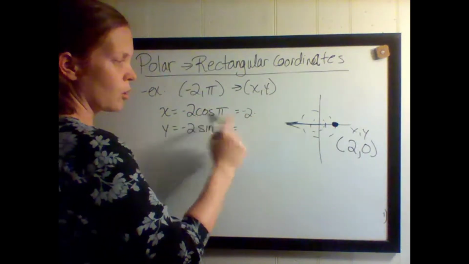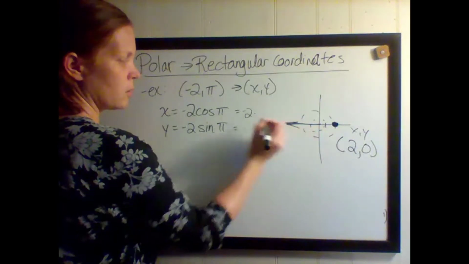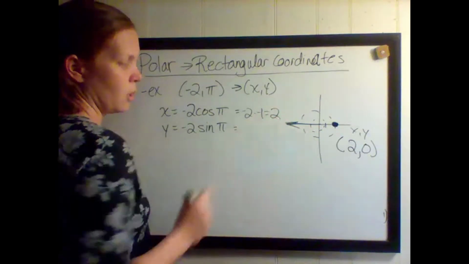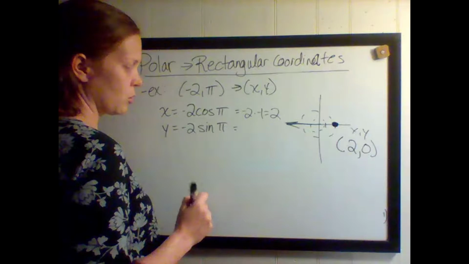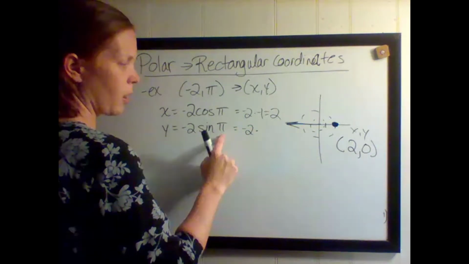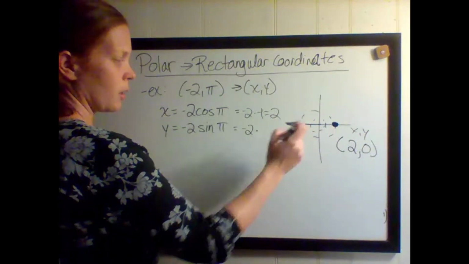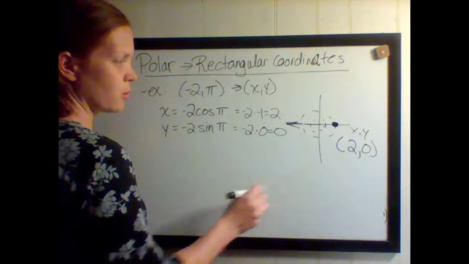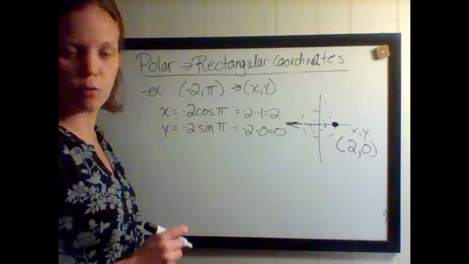Negative 2 times cosine of pi is negative 1. So negative 2 times negative 1 is 2. For the y value, negative 2 sine pi. Sine of pi, the y value at pi, is 0. So there's my 0. So there I get my xy of 2, 0.